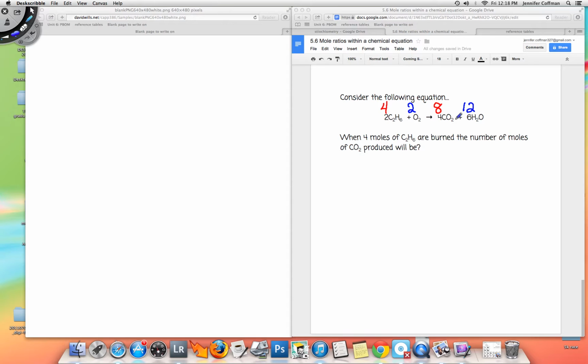When you're writing a balanced equation, you must have the lowest whole numbers. And I've seen people lose points on Regents exams because they balanced it correctly, but they didn't reduce it at the end. So be careful of that.